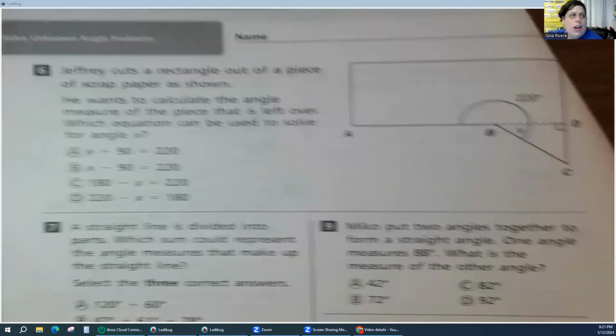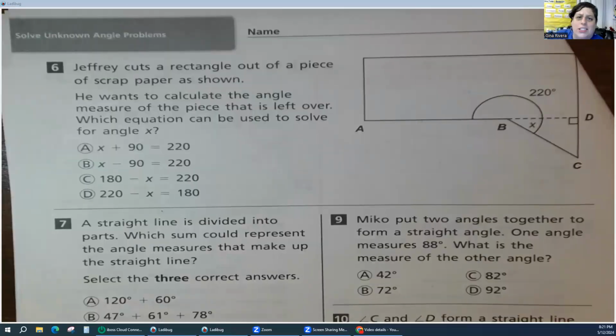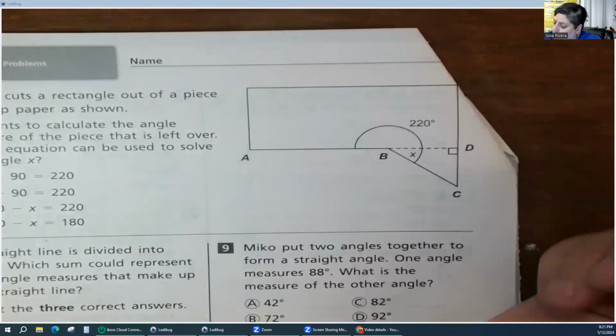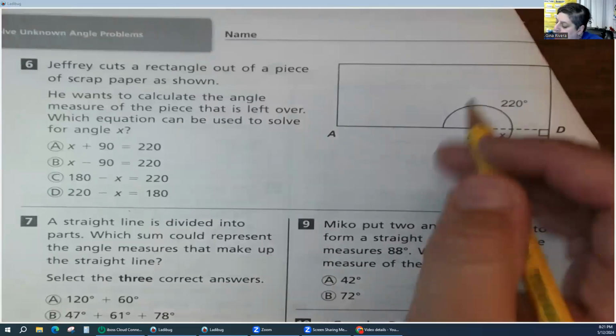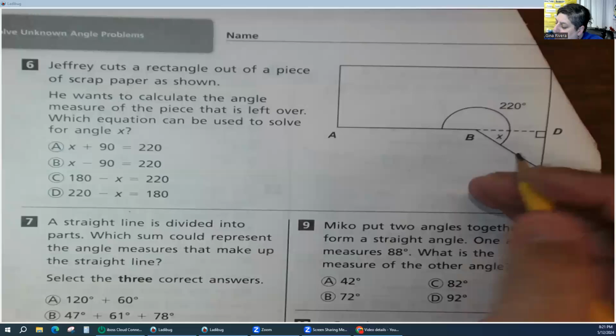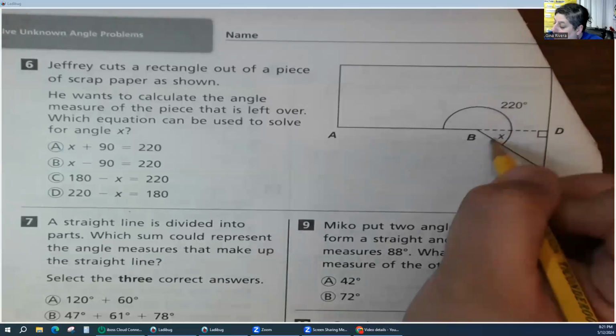We are right here on number 6. This is the back of page 63, so it's page 64. Jeffrey cuts a rectangle out of a piece of scrap paper and is shown right here for you. He wants to calculate the angle measure of the piece that is left over. So this stuff right here.